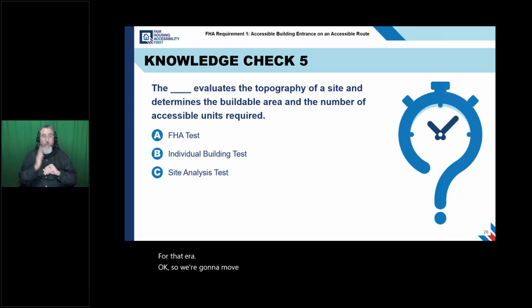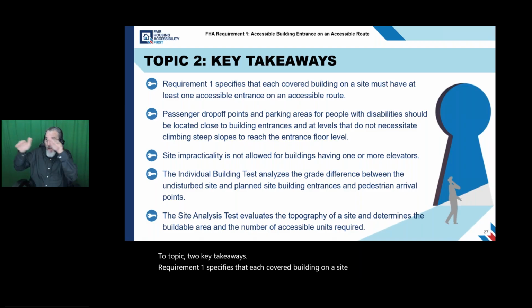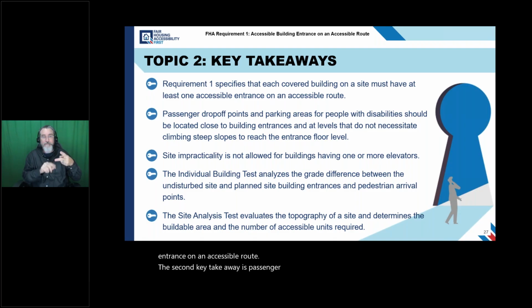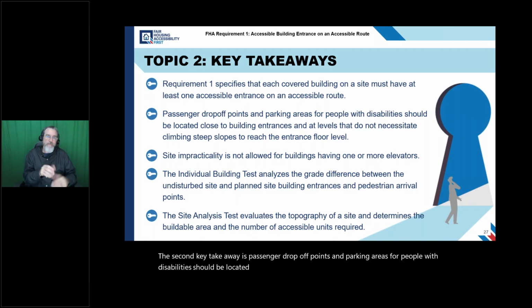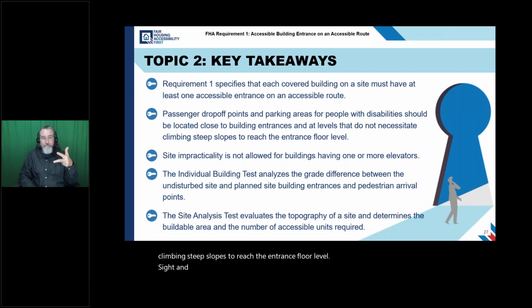Okay, so we're going to move along now to topic 2, key takeaways. Requirement 1 specifies that each covered building on a site must have at least one accessible entrance on an accessible route. The second key takeaway is passenger drop-off points and parking areas for people with disabilities should be located close to building entrances and at levels that do not necessitate climbing steep slopes to reach the entrance floor level. Site impracticality is not allowed for buildings having one or more elevators.